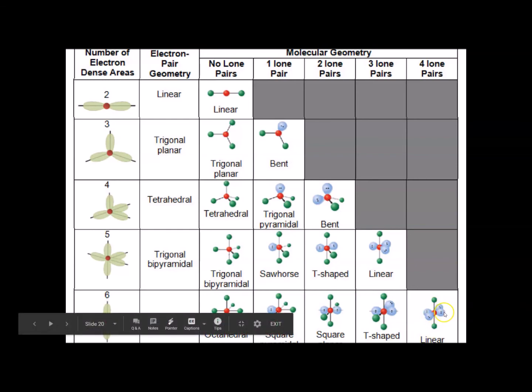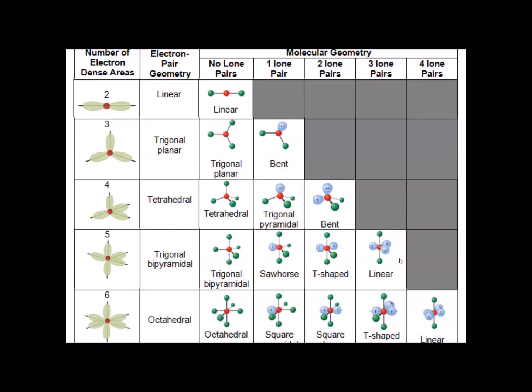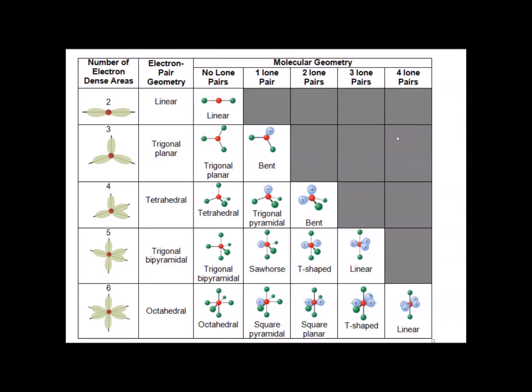What if there's 4 lone pairs of electrons? Then we would have a linear molecule. Molecular shape linear, just like we saw molecular shape linear in trigonal bipyramidal electron geometry with 3 lone pairs. And we saw with 2 electron groups in linear electron geometry. Students, this chart is very helpful, and I'm not going to ask you to memorize it. I'll give it to you on tests and quizzes. Okay? All right. One last little bit.